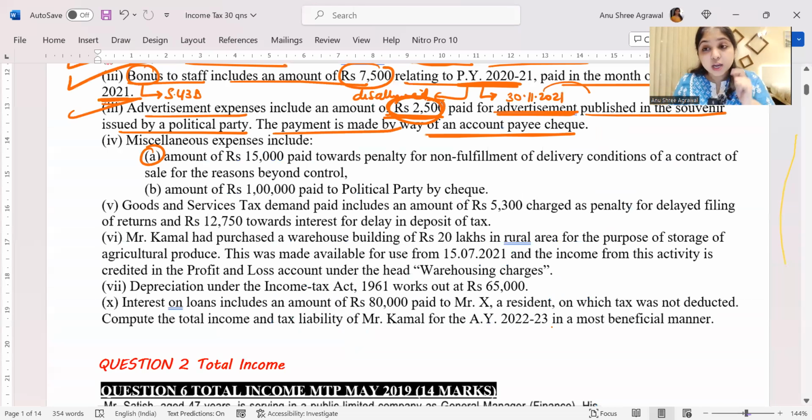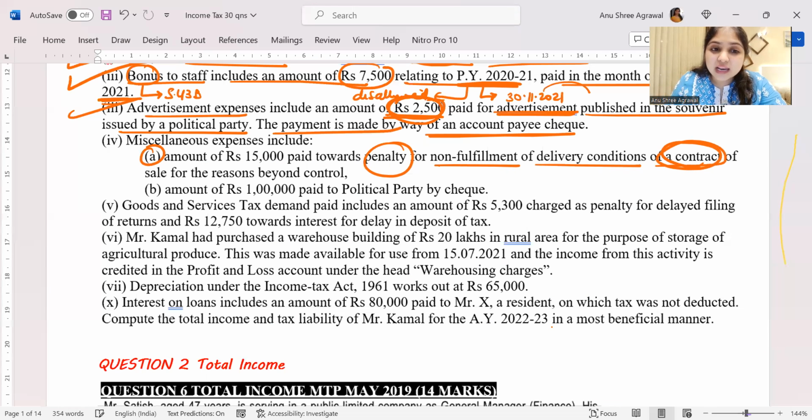I want everybody to answer, as soon as we are done with this adjustment, what according to you should be done. Miscellaneous expense includes 15,000 paid towards penalty for non-fulfillment of delivery conditions of a contract of sale for reasons beyond control. What to do with 15,000? This is a penalty.